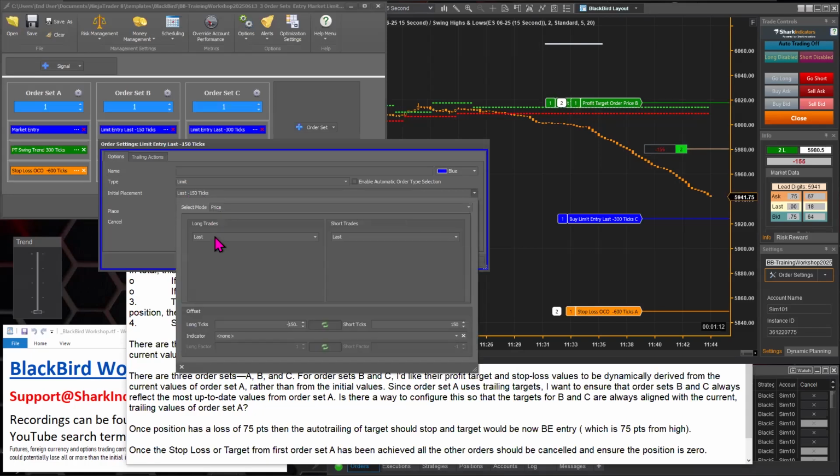So again, there might be a tick or two difference there, and hopefully that doesn't really matter, considering the large distances that are being traded. Hopefully a tick or two doesn't matter too much, but just be aware of that.